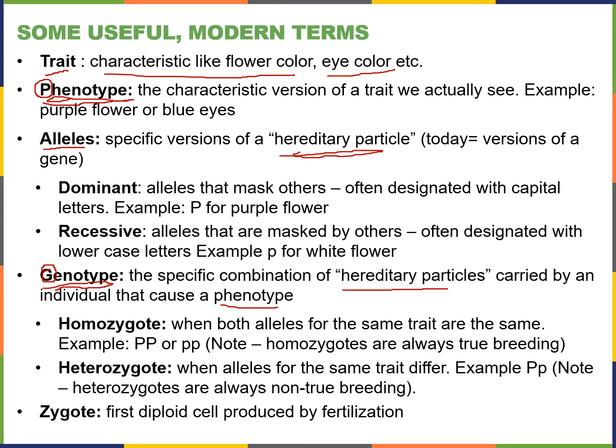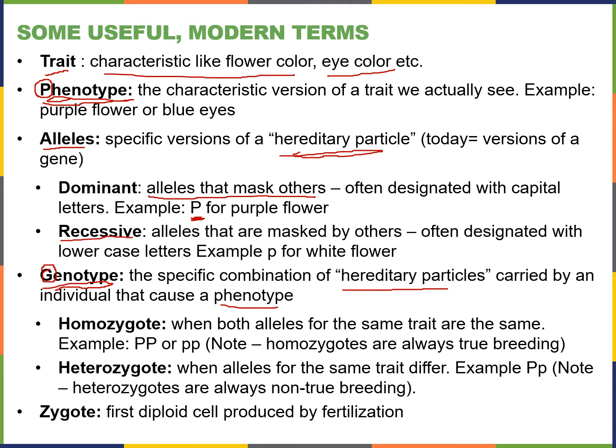So in the example I'm going to give you, when Mendel crossed the purple flower with the white flower, in the F1 generation, the first progeny, you're going to notice that purple is the dominant allele. We're going to see all purple flowers, and I'm going to explain why. So dominant alleles are those that mask others, and they're often designated with capital letters. So the P for the purple flower, capital P.